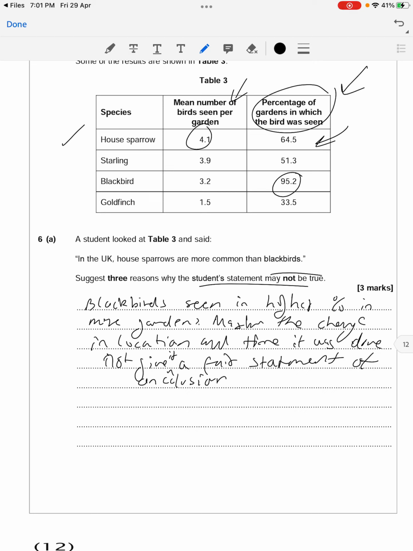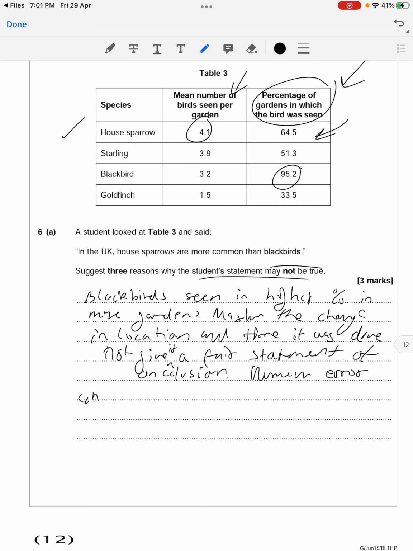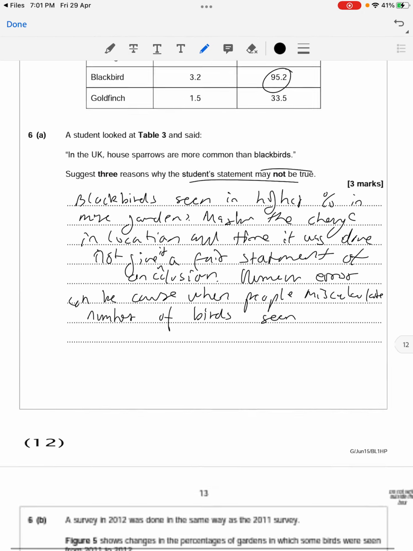Statement of conclusion, right? That's what we can understand. And sometimes human error can be caused when people miscalculate the number of birds seen.